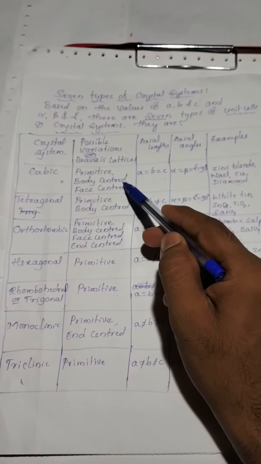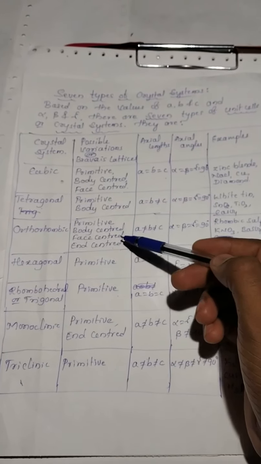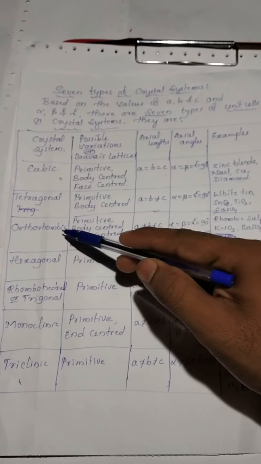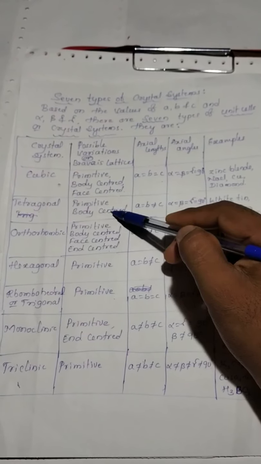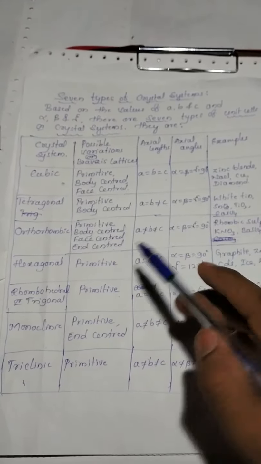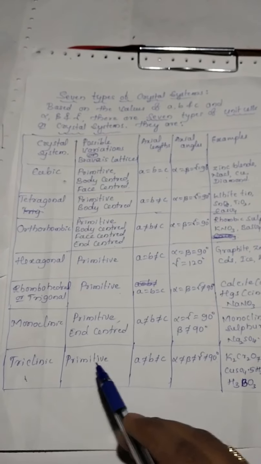They may ask in exam, see here, how many Bravais lattices are present in a cubic unit cell? Or how many Bravais lattices are present in a tetragonal crystal system? How many Bravais lattices are present in an orthorhombic crystal system? 4 Bravais lattices are present in orthorhombic, 2 in tetragonal, 3 in cubic. So 1 in hexagonal, 1 in rhombohedral or trigonal, and primitive and end centered, 2 in monoclinic. In triclinic, only 1 Bravais lattice is present.